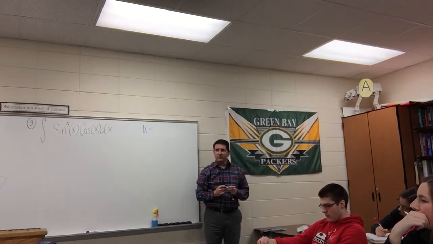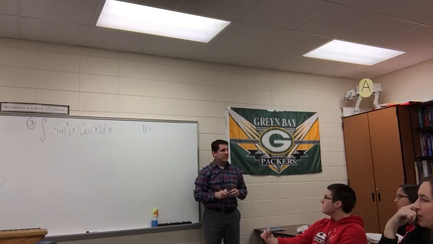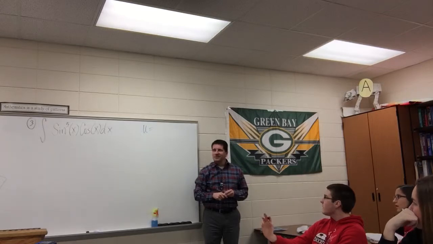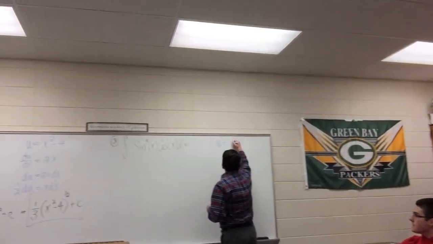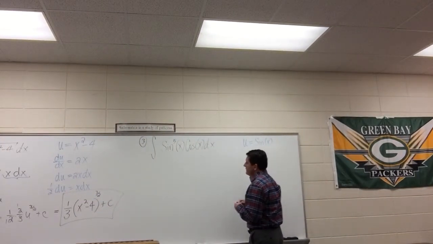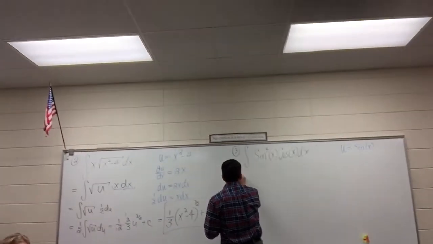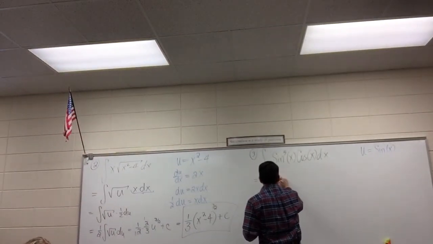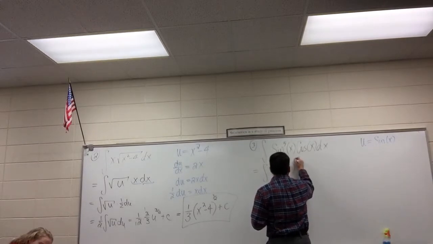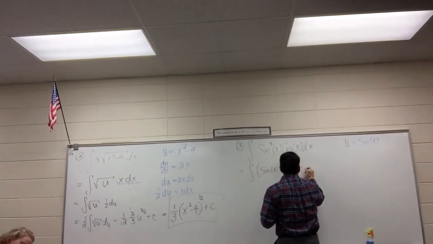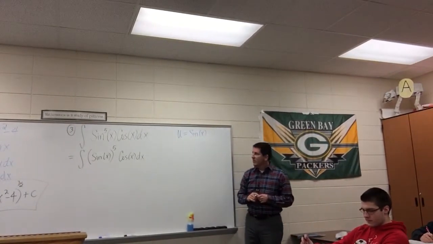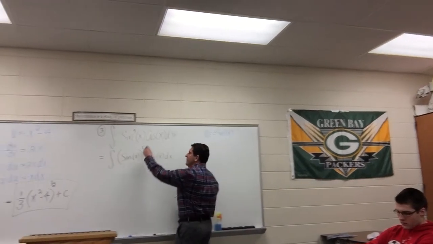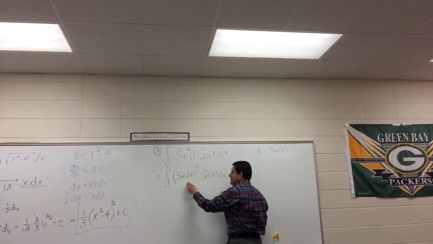Is there a Trojan horse in this one? Is something inside of something else? Sine of x is correct. Now, if you don't see it, I'm going to rewrite this just so you can. This actually can be written as the sine of x to the 5th power times the cosine of x dx. That's actually how you should view this when you see the 5 here. This is what it means.